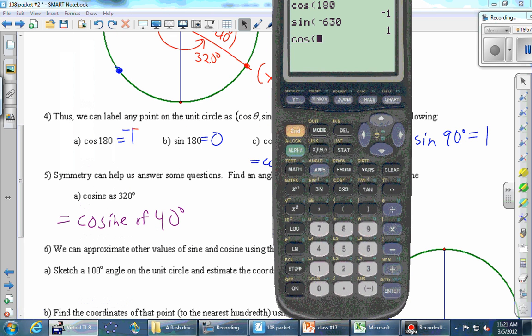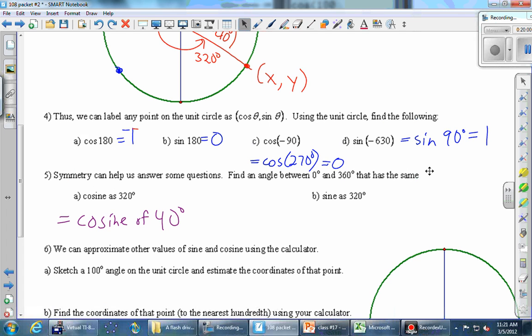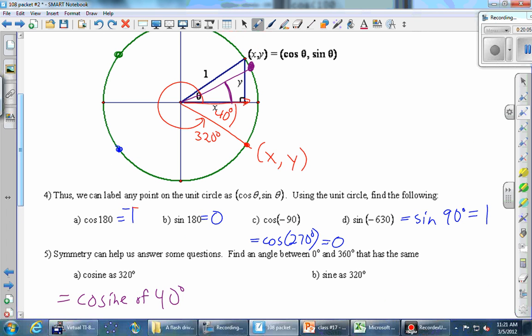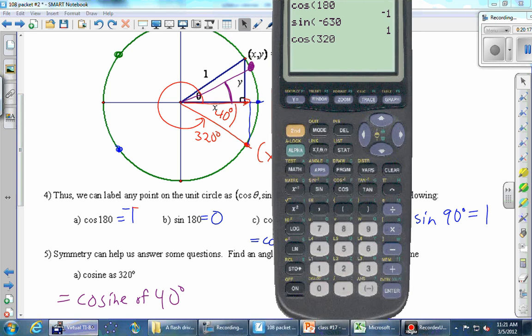So cosine of 320 is the x-coordinate of that point, the red point. And I know that the x-coordinate out here is 1, and that red point has an x-coordinate of, I don't know, 0.8, 0.7, something-ish. So we'll type it into the calculator and we'll get the messy number, cosine of 320, 0.766. Great. Compared to what should I type in? Cosine of 40. It's a different angle. It's a completely different angle. But it's got the same exact x-coordinate, so it should have the same exact value of cosine.